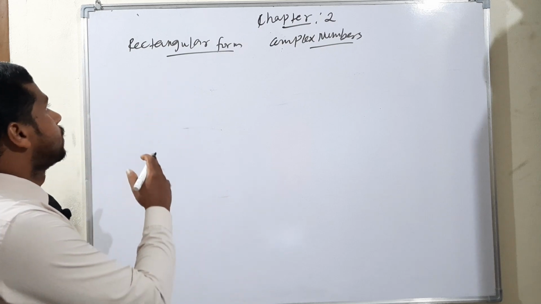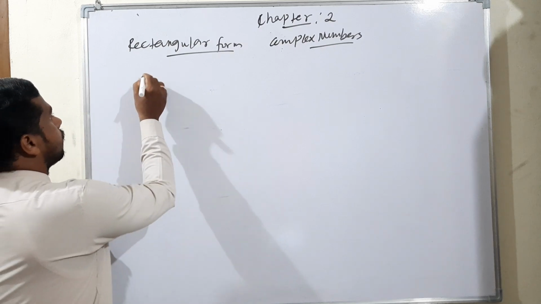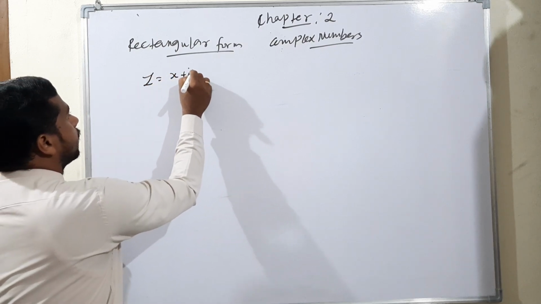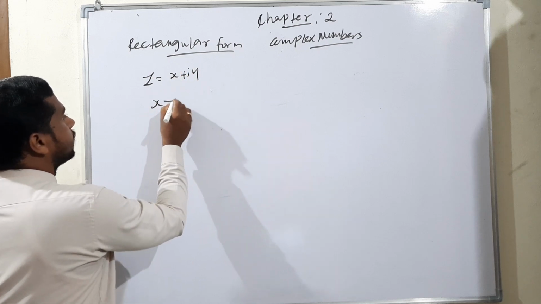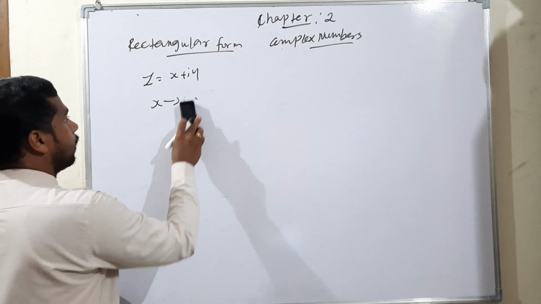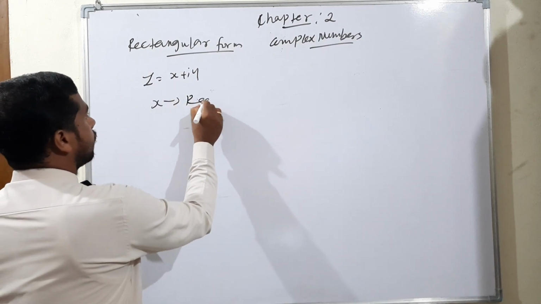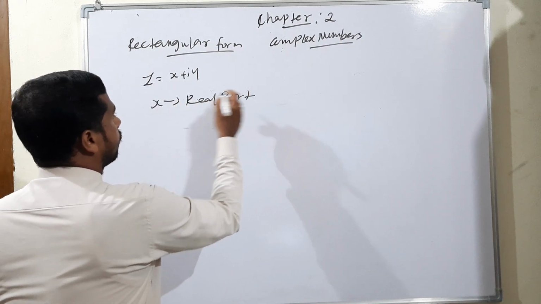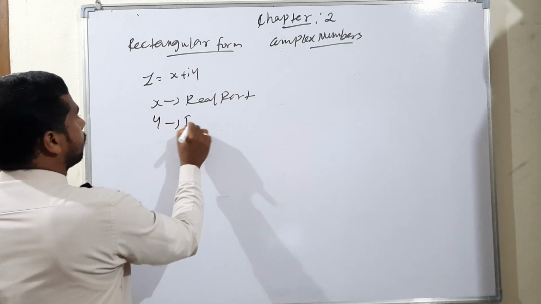Listen, rectangular form: consider z is equal to x plus iy. What is the name of x? The real part. What is the name of y? The imaginary part.